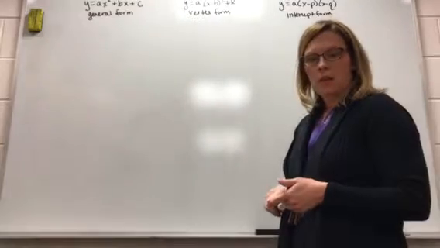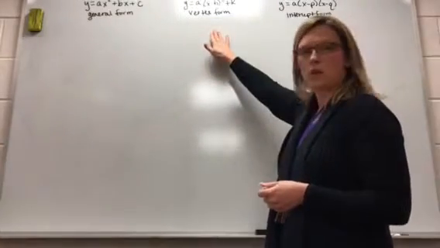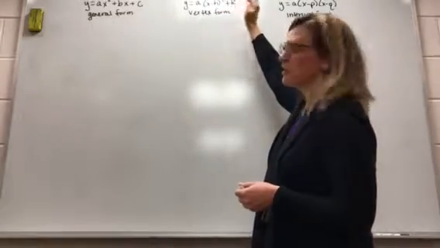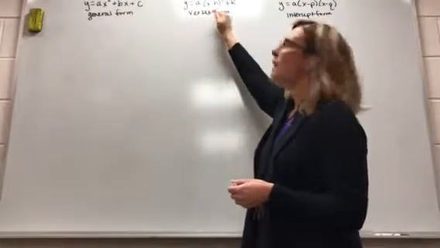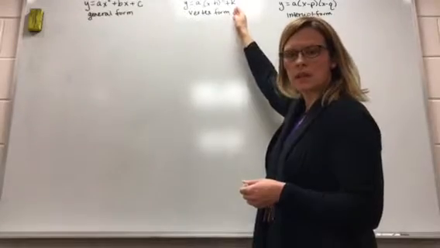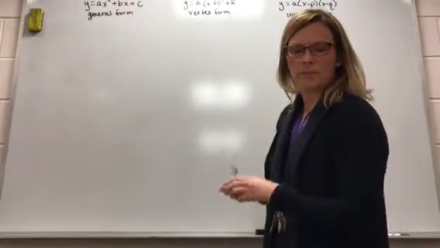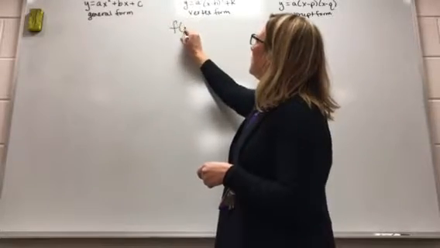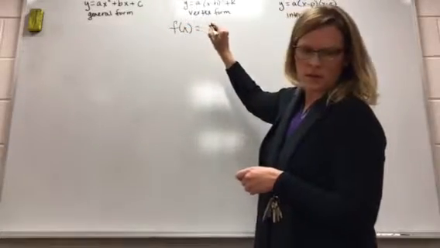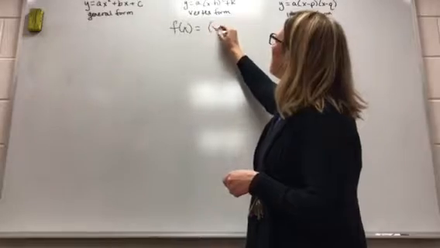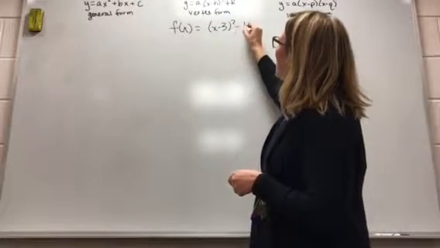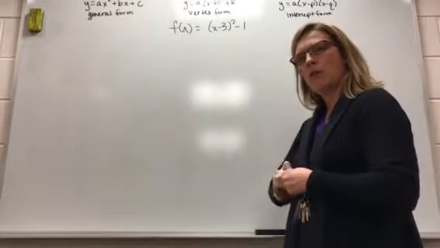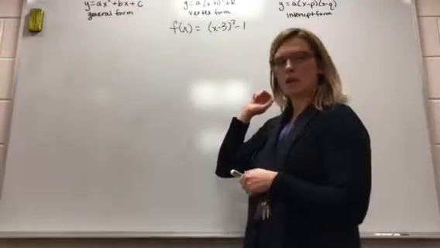So let's say that we had an equation and it was in vertex form. So that's of the form a(x - h)^2, so this whole quantity is squared, and then you have plus k, a constant at the end. So let's say, for example, I was given f(x) = (x - 3)^2 - 1. So when I have an equation like this, I need to know what my a value is to tell me if it's going to open up or down.